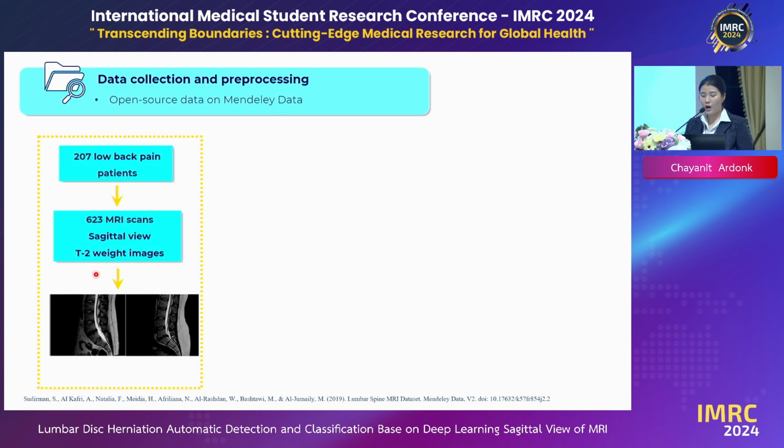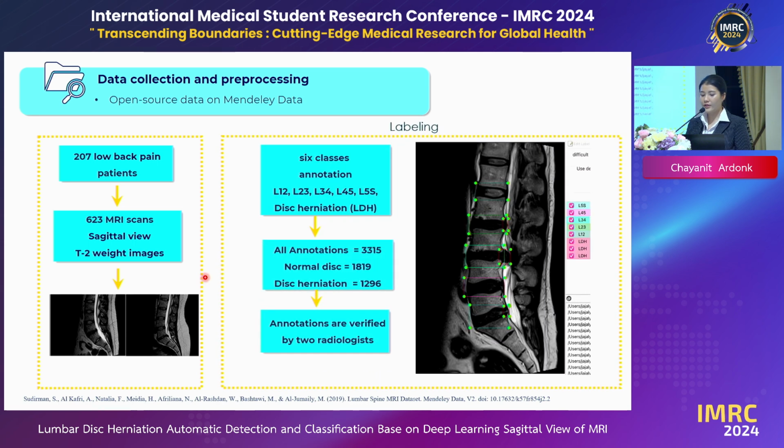Let's start with data collection and pre-processing. We use an open source dataset which consists of 207 low back pain patients. In total, the data contains 623 MRI scans in sagittal view. For labeling, we use 6 classes of annotations. All annotations were collected and verified by 2 radiologists.